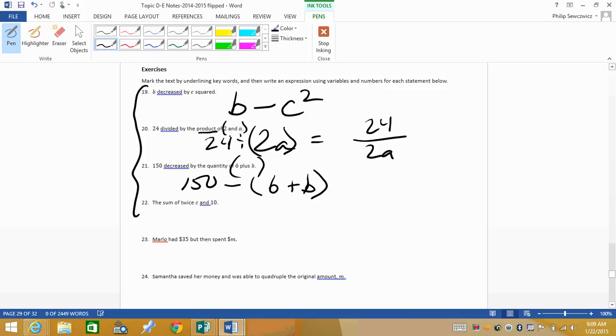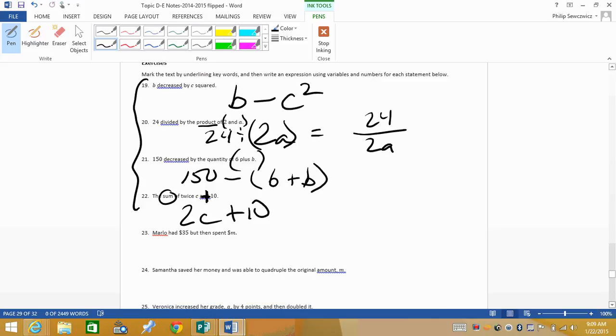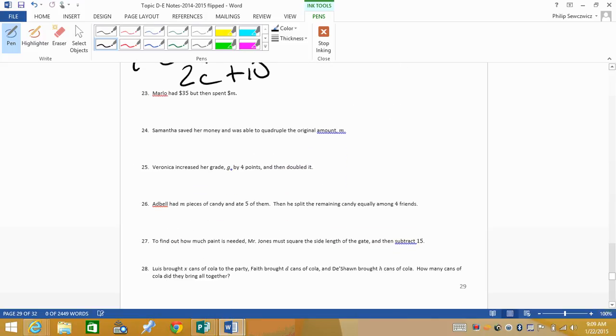All right. And 22, the sum of twice C and 10. Twice C, that means 2 times C. Sum means we're going to add. Remember that the word and is going to pop up a lot, so there's your addition sign. 2C plus 10. That's all it takes. All right, so let's run through the last set that we've got here.